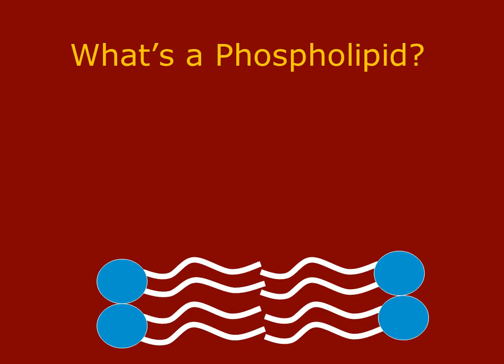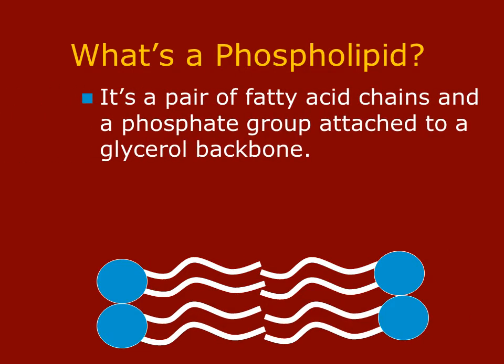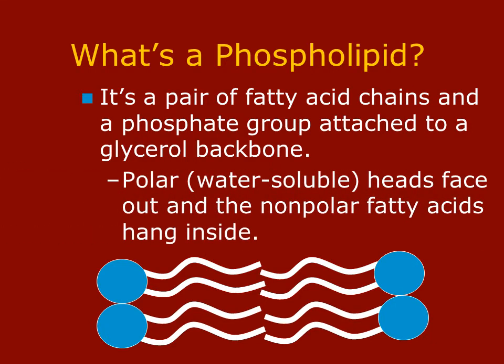So what is a phospholipid? It's a pair of fatty acid chains and a phosphate group attached to a glycerol backbone. These should all look like familiar terms, although we haven't talked about them since the beginning of the class. Remember, the fatty acid chains are those little lines that you see coming off the blue dots, and a phosphate group is attached to one of those, and they have a glycerol backbone, which is the blue dot.